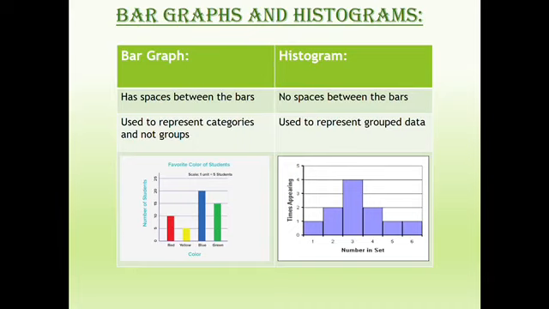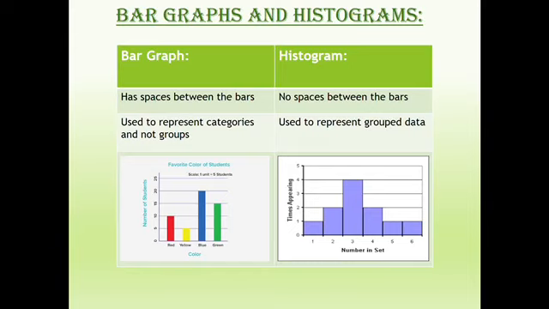A bar graph has spaces between bars, whereas a histogram has no spaces between the bars. A bar graph is used to represent categories and not groups, whereas a histogram is used to represent grouped data. You can see on the screen the difference between the two sets. I've given you two examples that identify the differences. Keep all of this in mind when you are asked to draw a bar graph or a histogram.